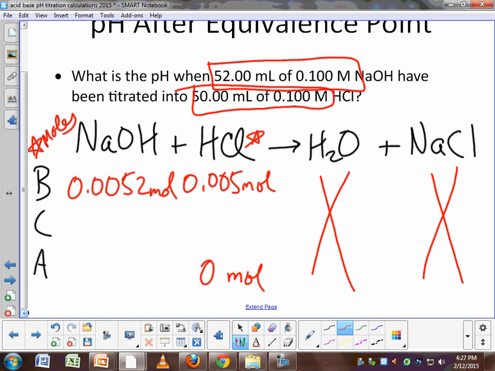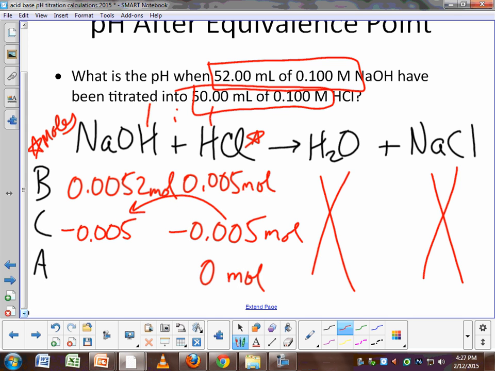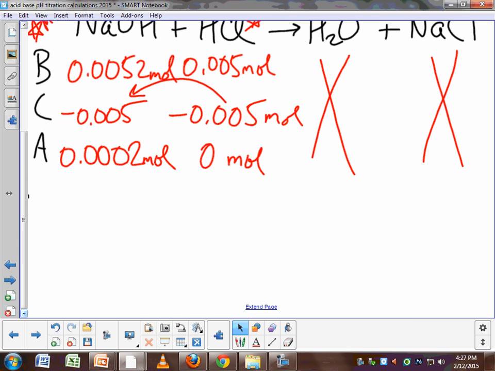How do you get from 0.005 to 0? You have to subtract 0.005 moles. And because the sodium hydroxide and the hydrochloric acid react in a 1-to-1 ratio, if you use up 0.005 moles of hydrochloric acid, then you are also going to use up 0.005 moles of the NaOH. Meaning, what is in the flask at this point in time? 0.0002 moles of sodium hydroxide.